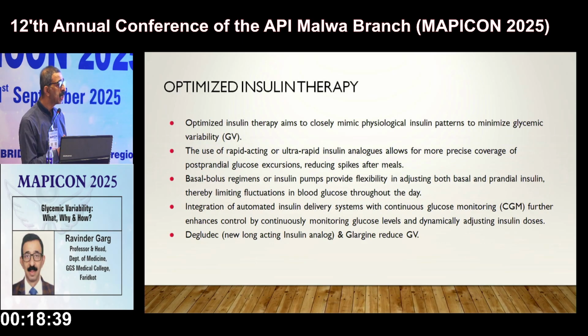So the last modality is the insulin therapy, the optimized insulin therapy. And you know, these days we have the latest insulins, insulin analogs, which are trying to mimic the physiological insulins in our body. So we have rapid acting insulin analogs, ultra rapid acting insulin analogs, we have basal bolus regimens, we have insulin pumps, we have automated insulin delivery systems, and not only that, we have ultra long acting insulin in the form of degludec and long acting insulin in the form of glargine. So these two, glargine and degludec, have really revolutionized insulin therapy in diabetic patients.